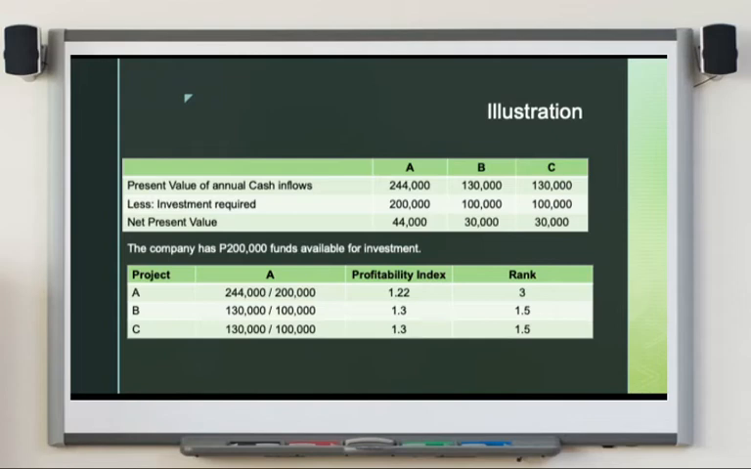So in ranking for statistic purposes, we use 1 and 2 over 2, 1 plus 2 over 2, and that is 1.5, 1.5. And rank number 3 is letter A.